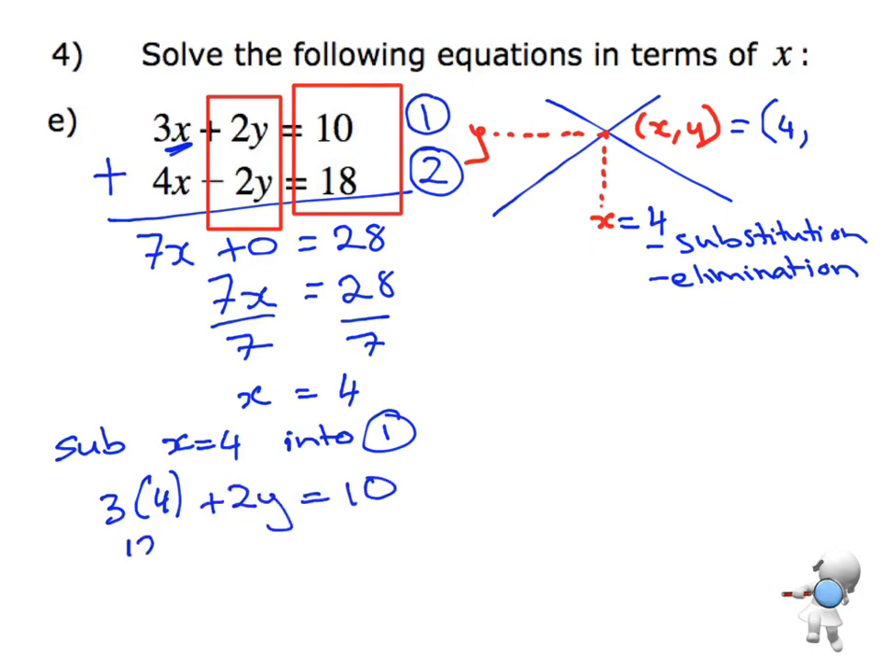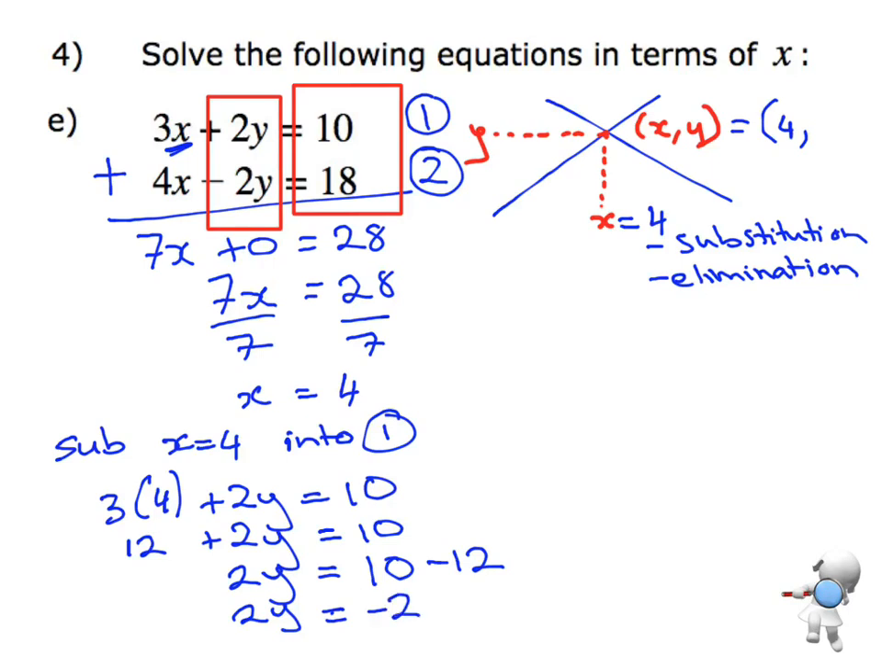So 3 times 4 is 12. 12 plus 2y equals 10. I want the 2y on the left and the numbers on the right. So that 12, I'm going to move to the other side, so it becomes negative 12. That gives me 2y equals negative 2. Now I'm trying to get y on its own, so I want to get rid of the 2 in front. So we divide both sides by 2, and that gives me y equals negative 1.